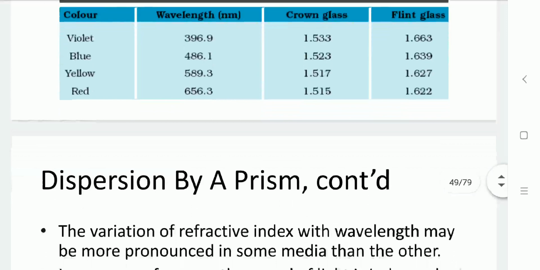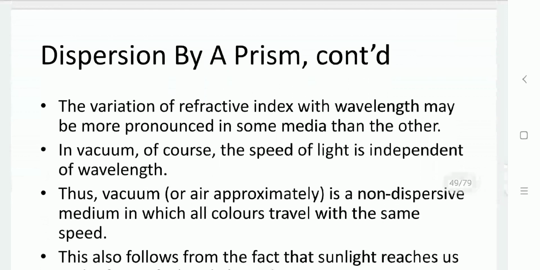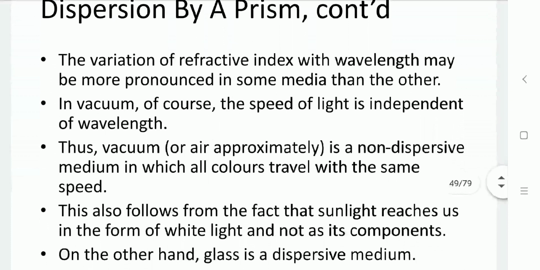So the variation of refractive index with wavelength is more pronounced in some media than in others. In vacuum, the speed of light is independent of the wavelength, so vacuum is a non-dispersive medium. All the colors travel at the same speed, and that's why it is seen as a white beam. That's why sunlight is defined as white light and cannot be divided into color components in free space, in vacuum, while glass is a dispersive medium.